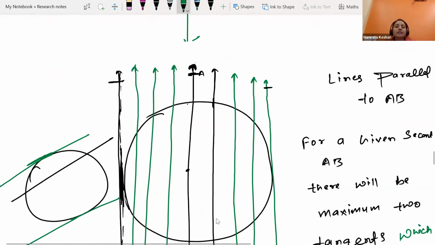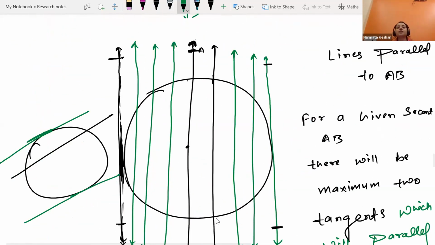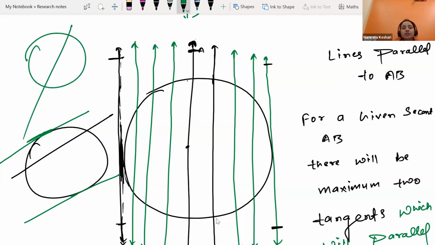Okay, now the next one. If you are having a secant, then you can draw only two lines which will be parallel to the secant and tangent to the given circle. Only two tangents you can draw which will be parallel to the given segment. If you have a circle and I randomly give you a secant, then you can only draw two tangents, from here and from here, which will be parallel to this secant.